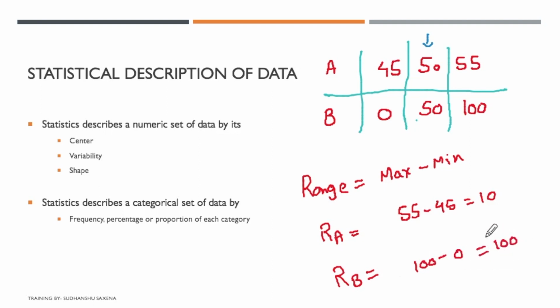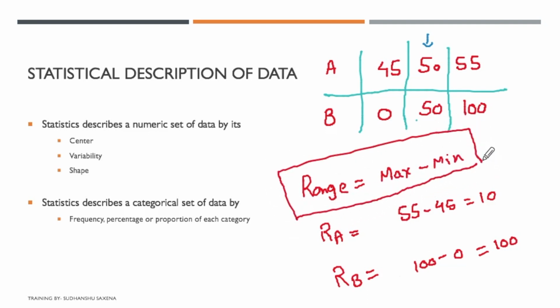Now if you know the range of the data, and you also know the measures of central tendencies, then probably you can define the data. So range is one of the factors which defines how your data is changing. Range is often used as one of the measures of finding out how much values are changing with respect to each other.